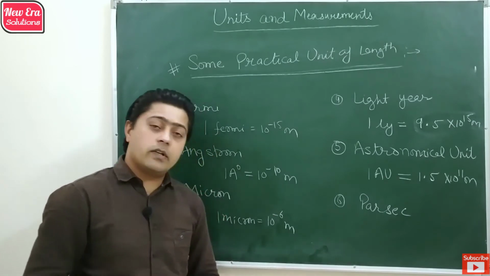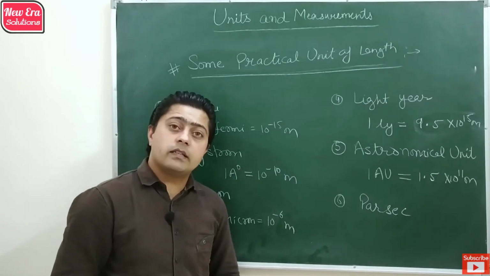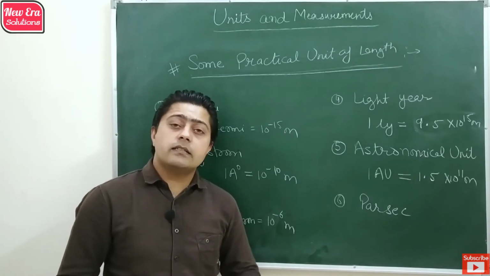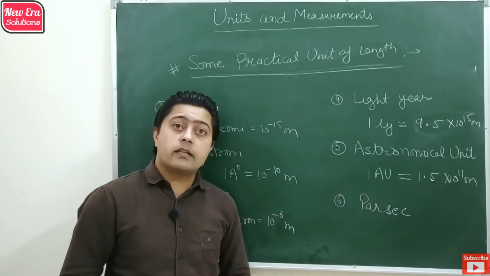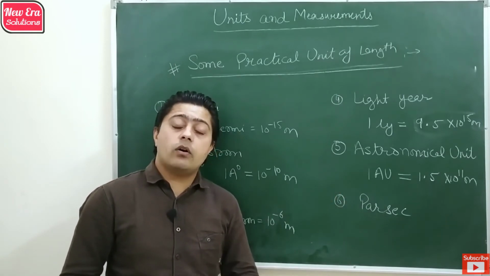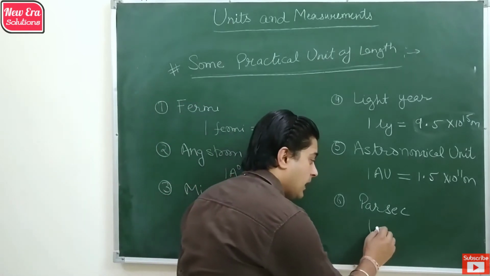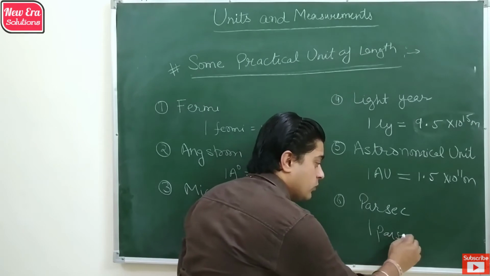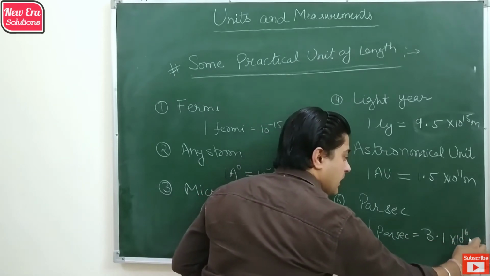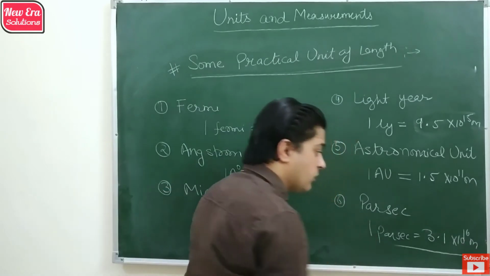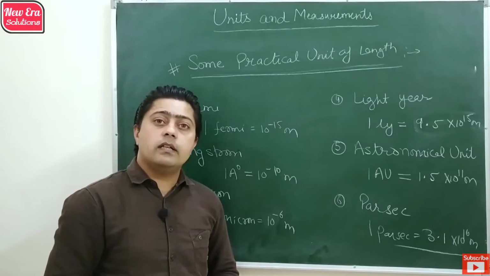Then third we have another unit called parsec. It is the biggest unit of length. It is defined as the distance at which the arc of one astronomical unit subtends an angle of 1 second of arc. So 1 parsec is equal to 3.1 into 10 raised to power 16 meter. So these are some practical units used to measure length.